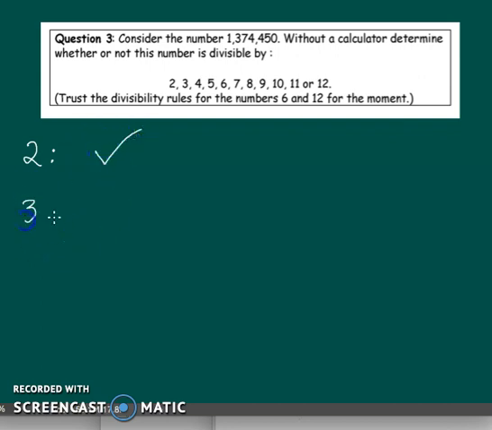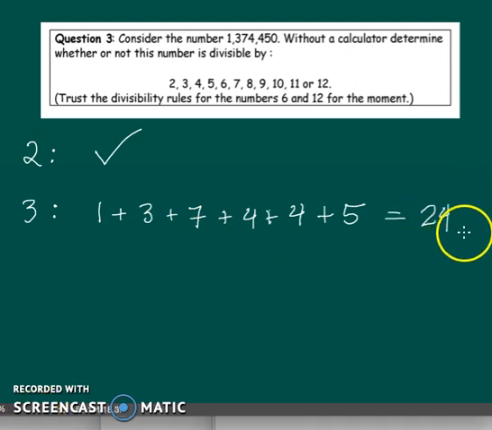What about 3? Let's use the rules that are in our notes. To find out if a number is divisible by 3, we add all the digits together. 1 plus 3 plus 7 plus 4 plus 4 plus 5. I don't have to write plus 0. That's equal to 24, which is divisible by 3.